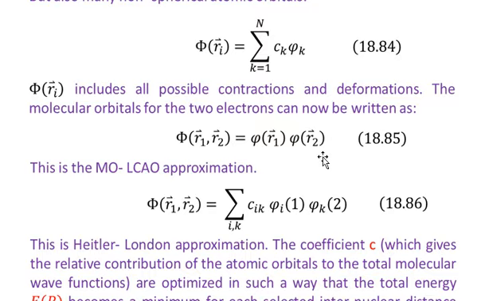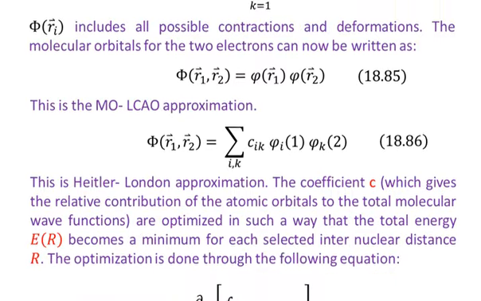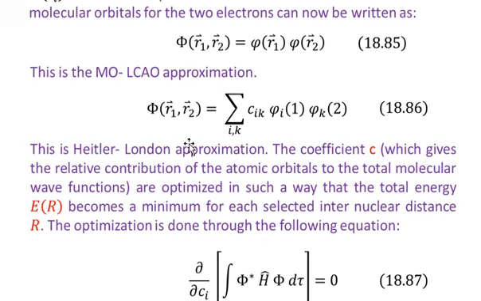And for the Heitler-London approximation, the same wave function in more generalized form is given by phi of R1 and phi of R2 equal to the summation over i, k of C_ik multiplied by phi_i of 1 and phi_k of 2, which means that electron 1 is associated with the wave function phi_i, and electron 2 is associated with the wave function k, or with the nucleus k, and electron 1 is associated with the nucleus i. So this equation, equation number 86, is the Heitler-London approximation.